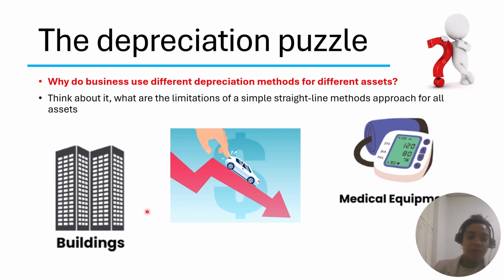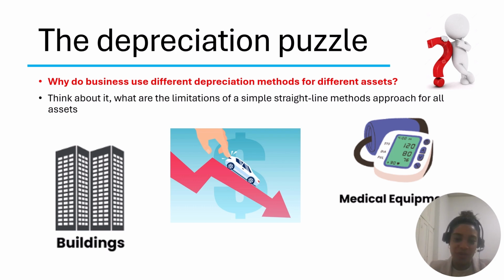So grade 11, think about it. When we look at these different assets, in the context of lifespan and trends and technology advancements, what are the limitations of a simple straight line method approach for all assets? Do you think it would be wise to use the simple straight line method to depreciate all these assets with their different aspects? What do you say?